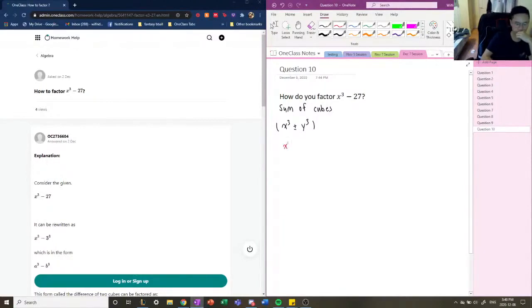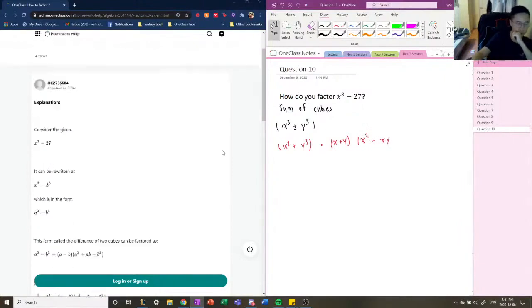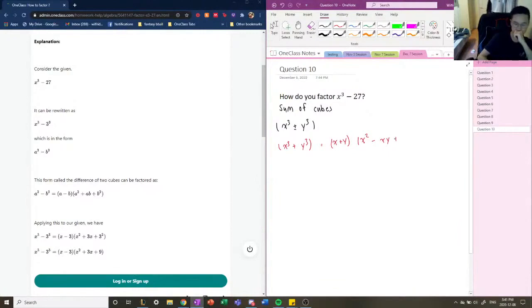When you have x cubed plus y cubed, this can be factored into x plus y times x squared minus x times y plus y squared. Okay, so that's for x cubed plus y cubed. The second rule is when you have x cubed minus y cubed. Then you can factor it like this: x minus y times x squared plus x times y plus y squared.